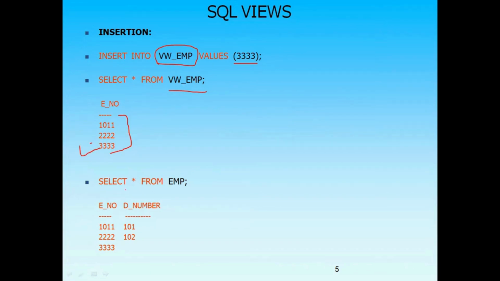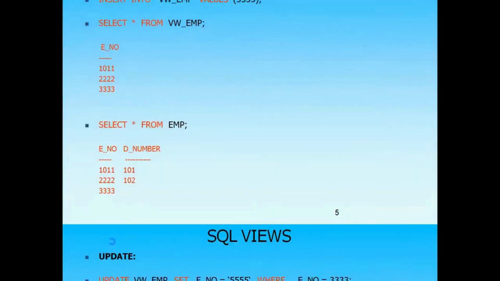And if you select the data from the base table, as we discussed, whatever data you insert into the view will also be reflected in the base table. So if you observe, 333 is inserted into the employee base table also, because here employee number is the primary key. This operation is allowed here. And D number is empty because we have inserted only one value in the view. We skipped the department number in the view, so we inserted only the employee number. I hope you are clear with this.